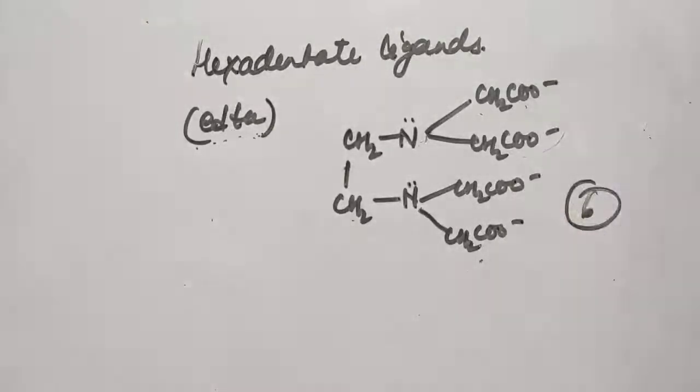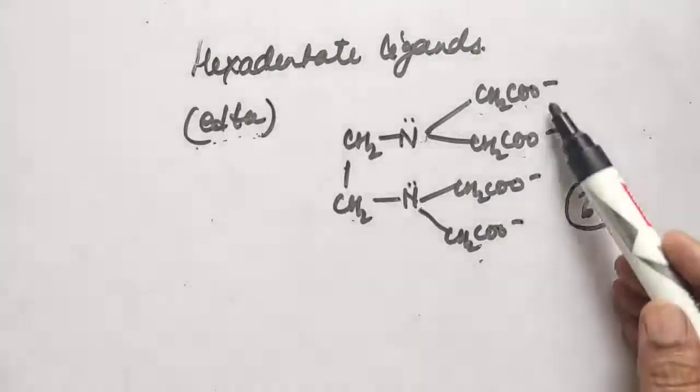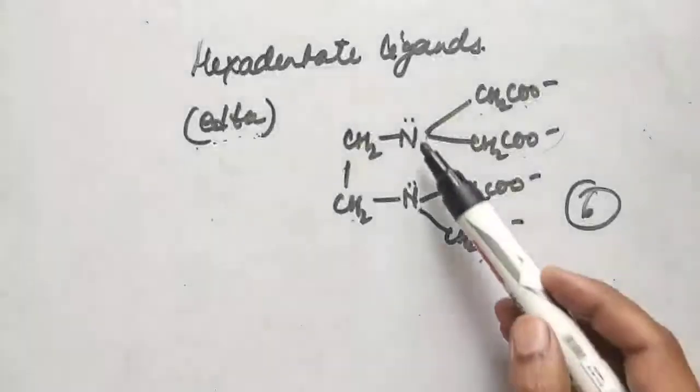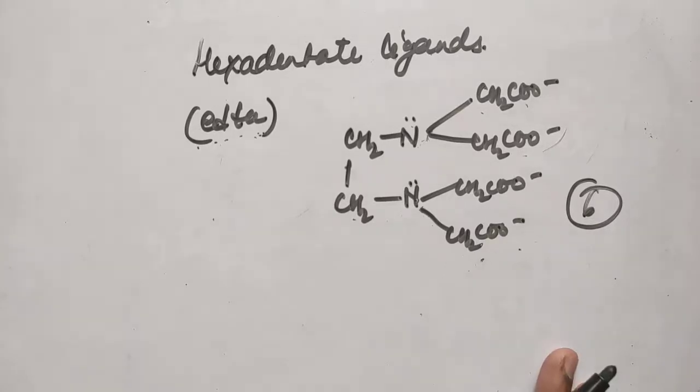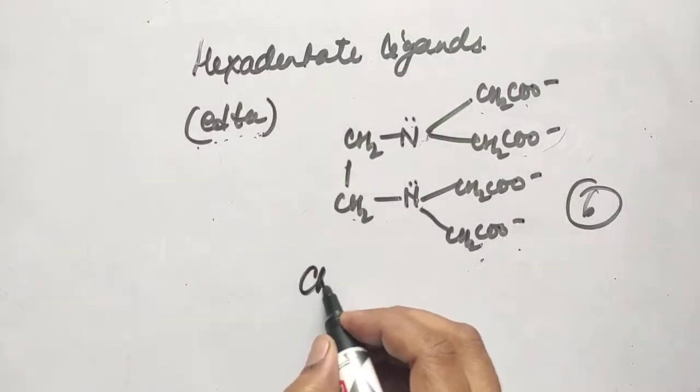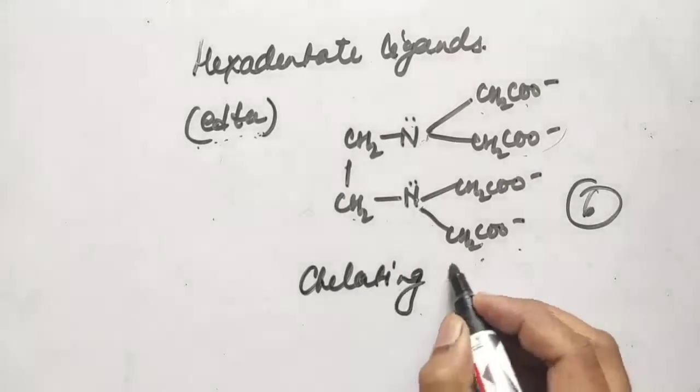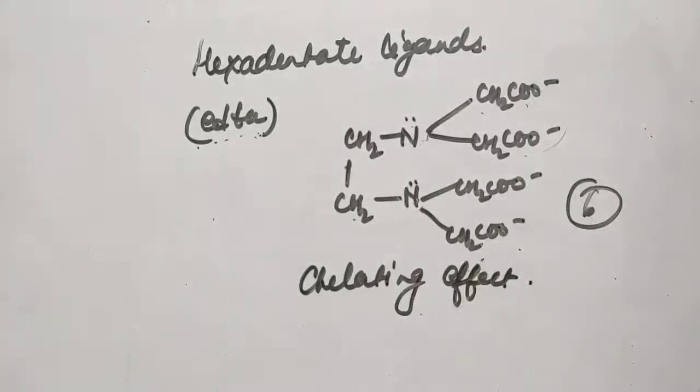It can coordinate with a metal atom through its 6 sites: 4 oxygens from the acetate groups and 2 nitrogens having the lone pair. So it is the hexadentate ligand. Now, the greater the denticity of the ligand, the more stable is the complex formed. That means when there is a chelate formation in a coordination compound, the complex is more stable, and chelating ligands form more stable complexes than the unidentate analogues. This is known as the chelating effect.